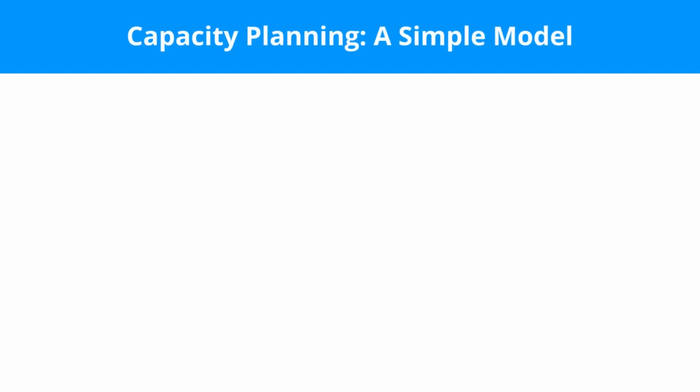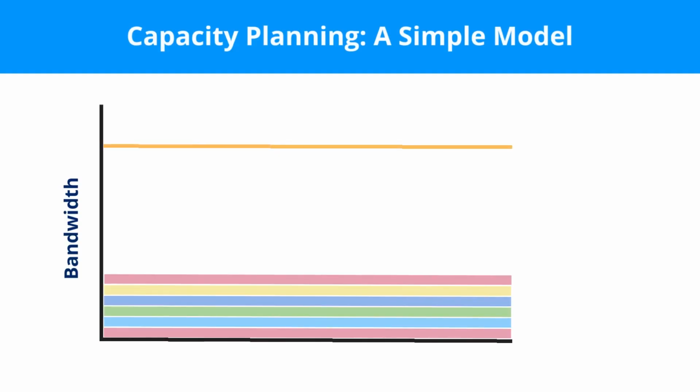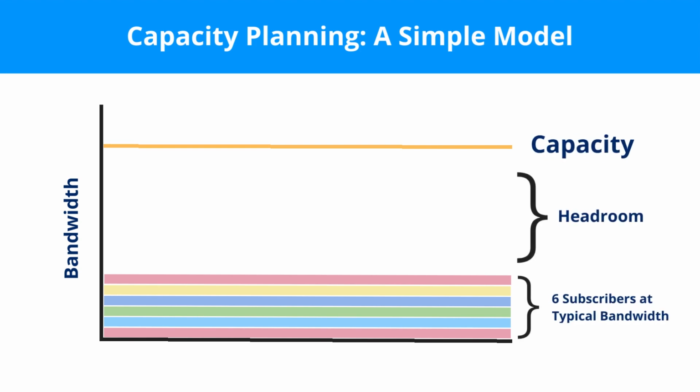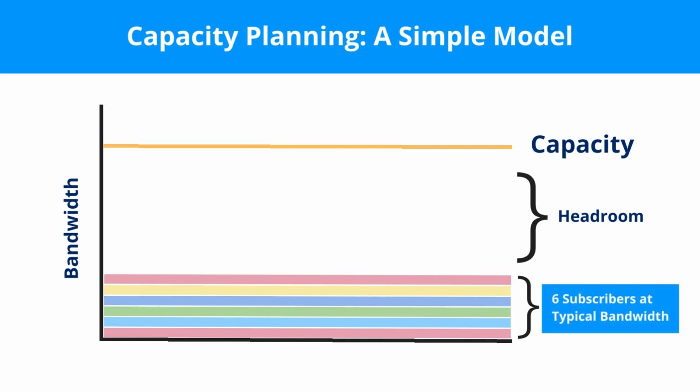I'm going to talk about a very simple model here that has three main components. It has capacity, headroom, and then a number of subscribers at a typical bandwidth. And we're going to talk about each of those three components and then do a short concrete example based on that. So the first thing we're going to talk about is the subscribers at typical bandwidth. You can see in this example, there's 6 bars there. Those represent the 6 subscribers that we're going to carry through this entire example.